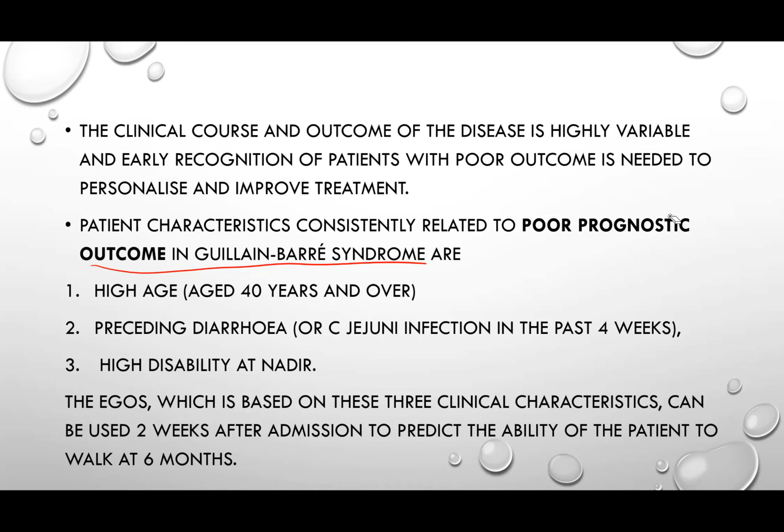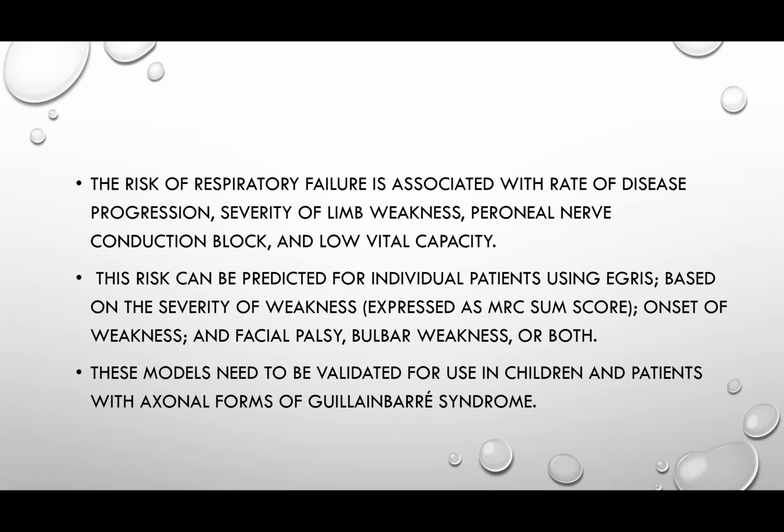The EGOS, Erasmus GBS Outcome Score, which is based on these three clinical characteristics, can be used 2 weeks after admission to predict the ability of the patient to walk at 6 months. These are some predictors. The EGOS score is a predictor depending on age, preceding diarrhea, and high disability at the nadir, which are the poor prognostic signs. The risk of respiratory failure is associated with rate of disease progression, severity of limb weakness, peroneal nerve conduction block, and low vital capacity.